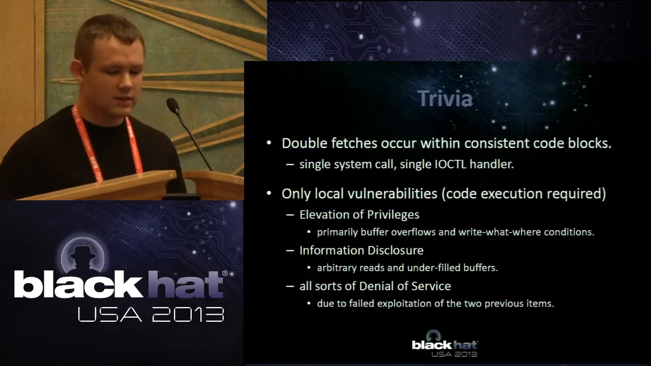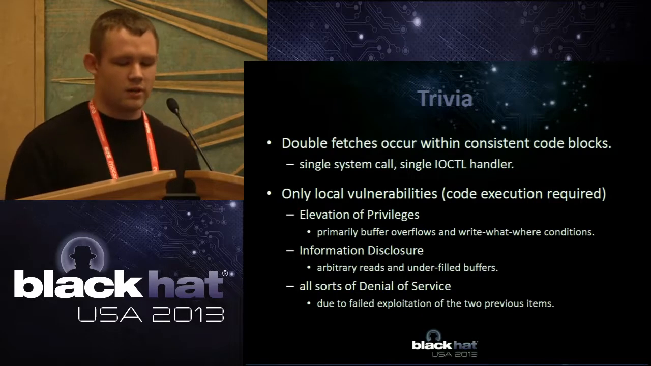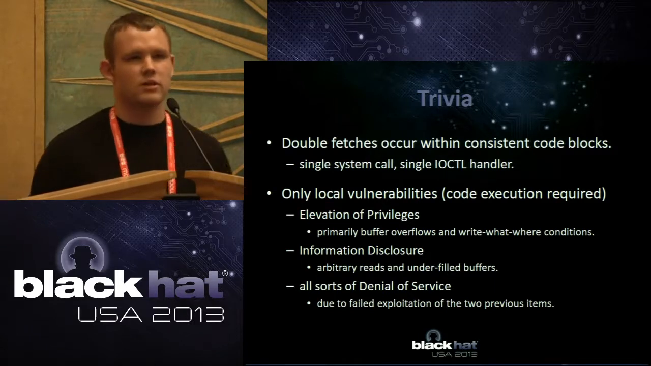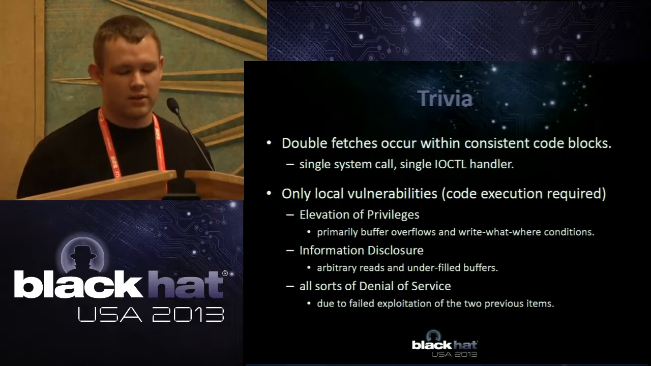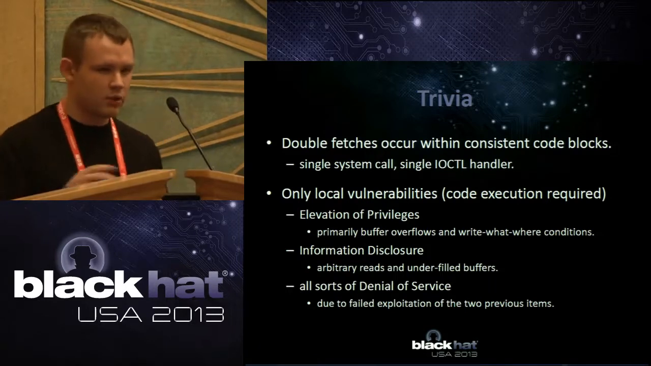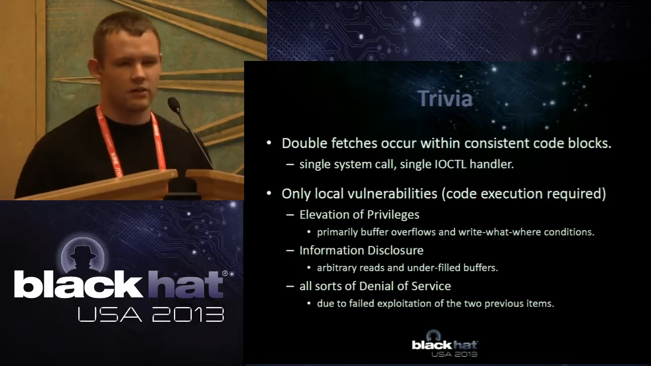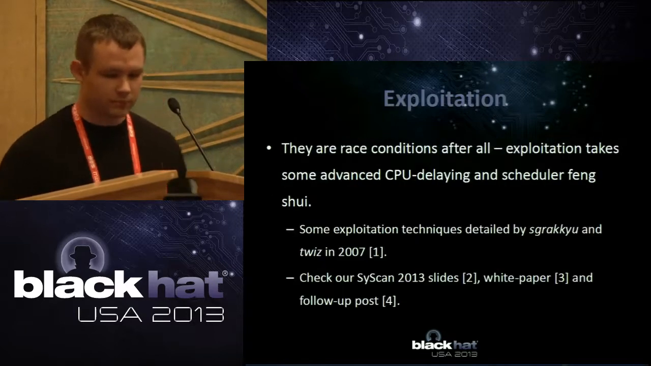So in the worst case, a double fetch vulnerability can lead to an elevation of privileges if you manage to get it to trigger a condition such as a buffer overflow or a write-what-where condition. You can also end up with an information disclosure such as the bug that I showed before, either by having arbitrary reads into the kernel mode if you operate on pointers, or maybe uninitialized buffers that are being copied back into user mode. And you can also have all sorts of denial of service if you fail to exploit either of the two previous types of issues.